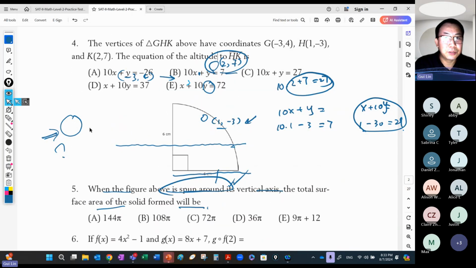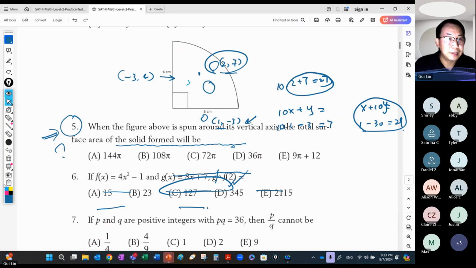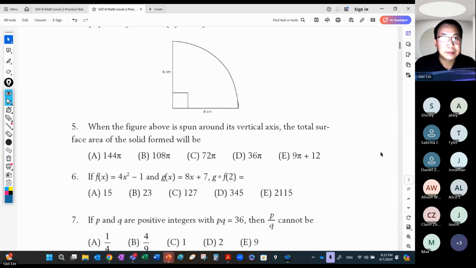Right. Number 5 is geometry again, looks like. So this is a quarter circle with radius 6 centimeters. When the figure above is spun around its vertical axis, the total surface area of the solid formed will be, well, let's see what's going on. So this part became the center.